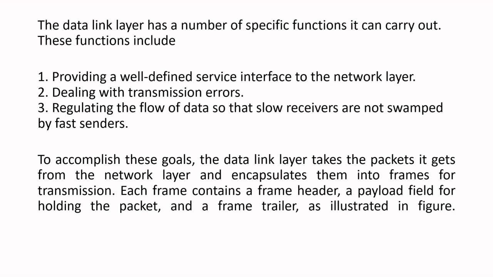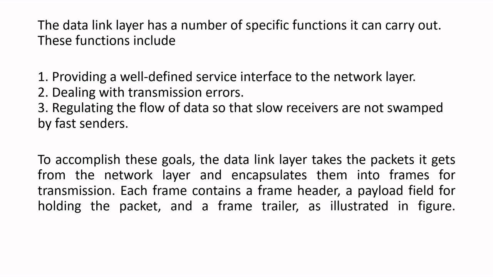The third function of the data link layer is regulating the flow of data, so that slow receivers are not swamped by fast senders. It means there should not be a mismatch between the sending and receiving devices, and this is managed by the data link layer. Flow control is a service provided by the data link layer. So these are the three functions of the data link layer.